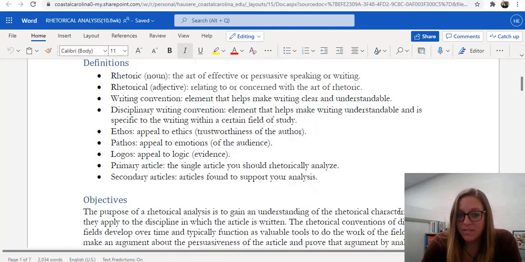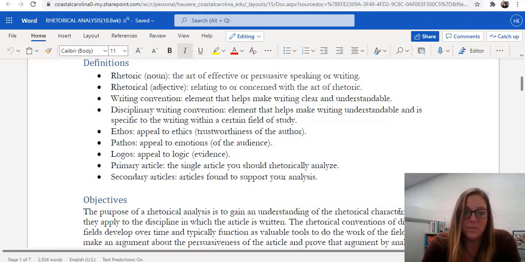A writing convention is an element that helps make writing clear and understandable. A disciplinary writing convention is an element that makes writing understandable and is specific to the writing within a certain field of study. For example, the sciences prefer that you write in an objective, straightforward manner, sometimes even with passive voice. This is very different than writing in English, where you're allowed to be more creative and more personal with your writing.